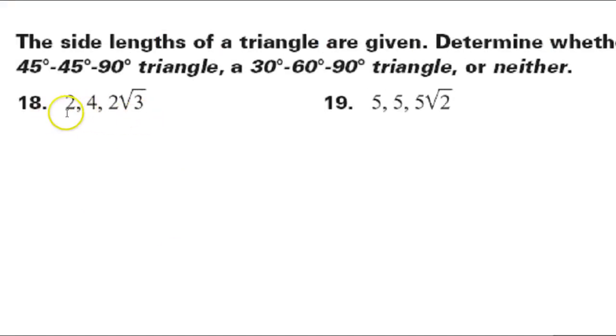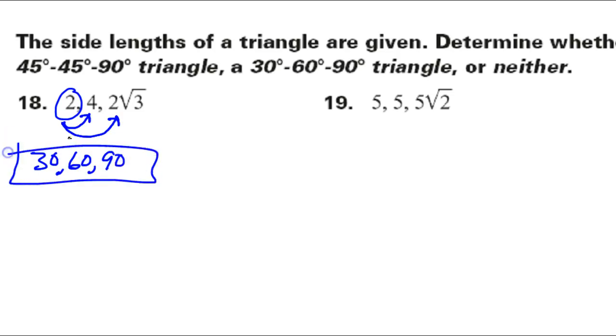Is this isosceles? No. But maybe it's a 30-60-90. Start with a short leg. Imagine that this is the short leg. If you double it, we should get the hypotenuse. Okay, this could be the hypotenuse. If you take the short leg and multiply it by radical 3, that should give you the long leg, which is what we have. So this must be a 30-60-90 triangle. Short leg, double it, hypotenuse, multiply by radical 3, get the long leg.